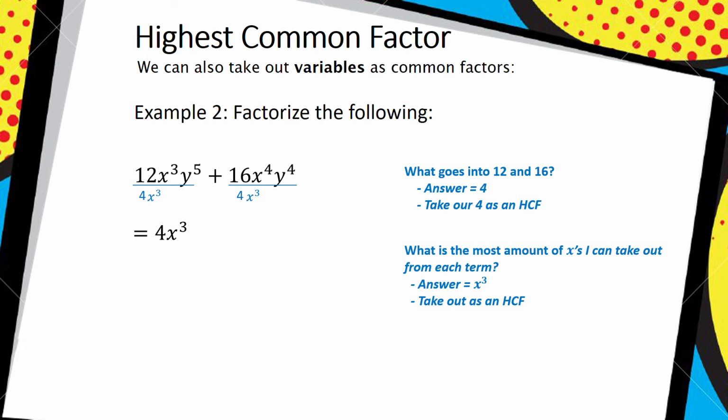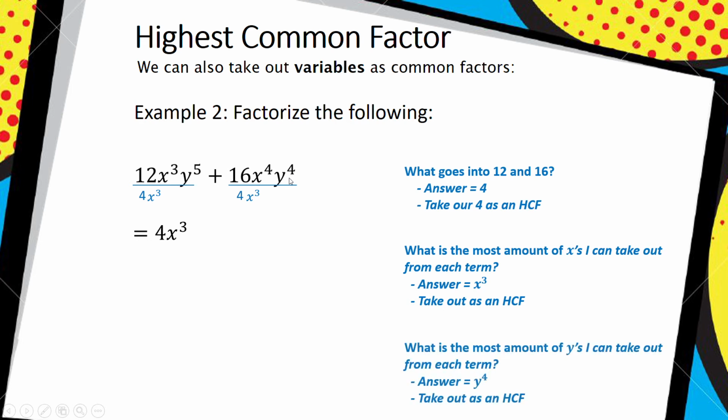And then how many y's? Remember, you take out the smaller number of y's. So I'm not going to choose to take out y to the power of 5. I'm going to take out y to the power of 4. So I divide through by y to the power of 4. Now I'm going to start cancelling out and see what's left over in my bracket.